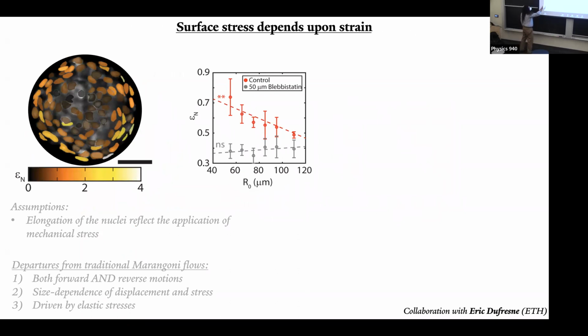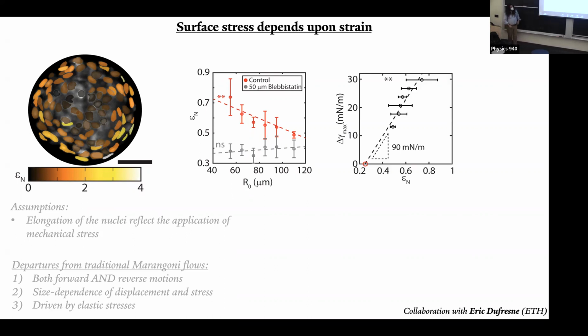So I mentioned that on the outer side, the nuclei seemed more elongated than the ones in the middle. So we could turn our aspect ratio into a strain, and then plot the strain of the outermost layer versus the size of the aggregate. And so the nuclear strain, again, varies with size. Small aggregates have a higher strain. The cells are more elongated than large ones. And again, if we inhibit myosin activity, the strain goes down. It's not 0 because of the passive effects, but it is independent of size.